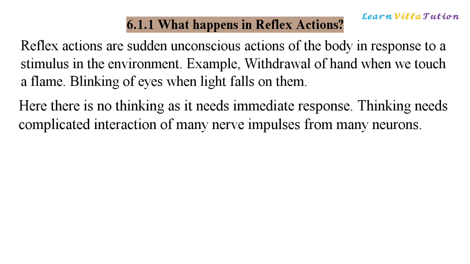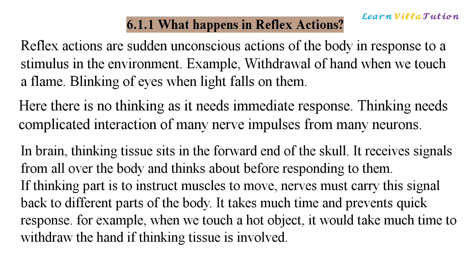Thinking needs complicated interaction of many nerve impulses from many neurons. In the brain, thinking tissue sits in the forward end of the skull. It receives signals from all over the body and thinks about them before responding. If the thinking part is to instruct muscles to move, nerves must carry this signal back to different parts of the body. It takes much time and prevents quick response.